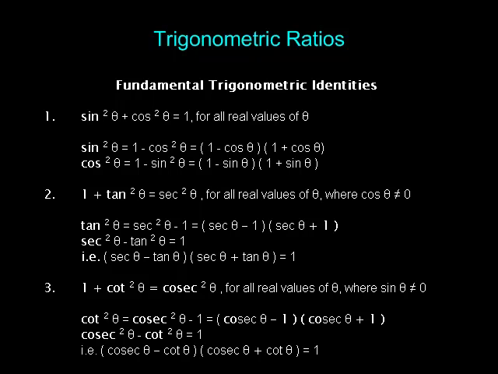Third fundamental identity is 1 plus cot square theta equal to cosec square theta for all theta where sin theta is not equal to 0. The same can be written as cot square theta equal to cosec square theta minus 1, that is cosec theta minus 1 into cosec theta plus 1, or cosec square theta minus cot square theta equal to 1, that is cosec theta minus cot theta into cosec theta plus cot theta equal to 1.